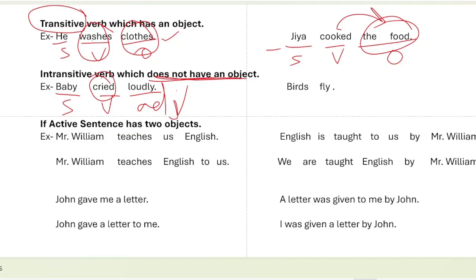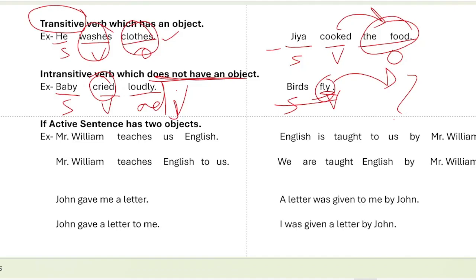Now if you can see other example, birds fly. Birds is a subject, fly is a verb. Now this fly is an action, but it is not passing on to anything. So this sentence, active sentence, cannot be changed into passive sentence because it has an intransitive verb. Correct? Okay.